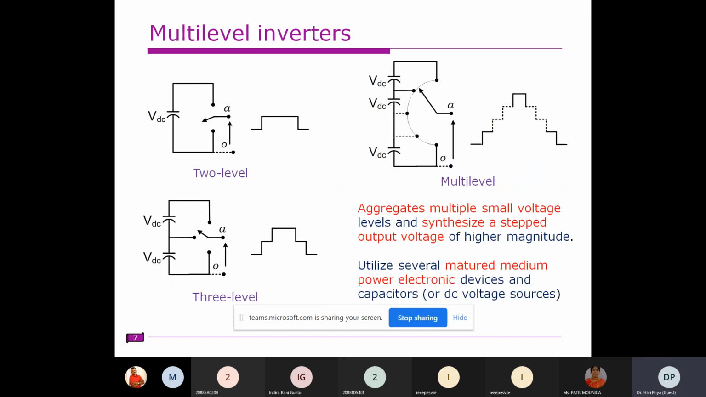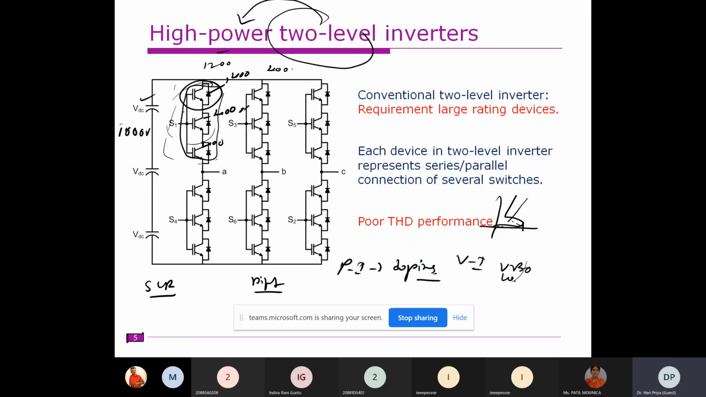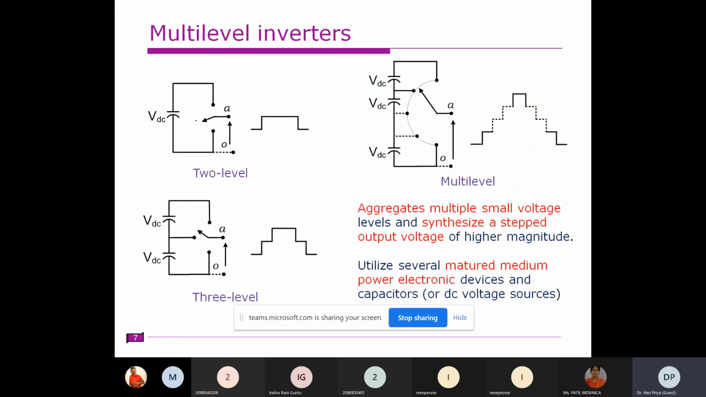So they try to go for another solution, where we are using multiple switches in the high power two level inverter. Instead of using the switches in series, let us connect the switches in such a way that the DC voltages can be added, and they try to produce a large output voltage. That means multi-level inverters use the concept of adding multiple small voltage levels and synthesizing a large output AC voltage. Okay, so what is the advantage of this?